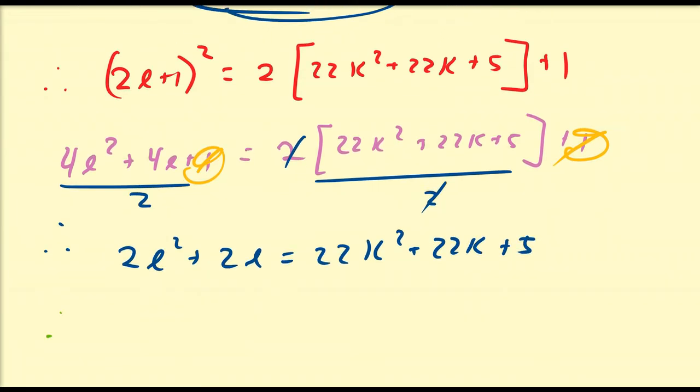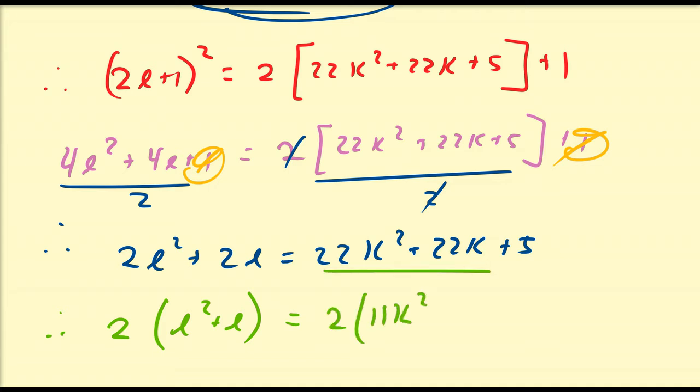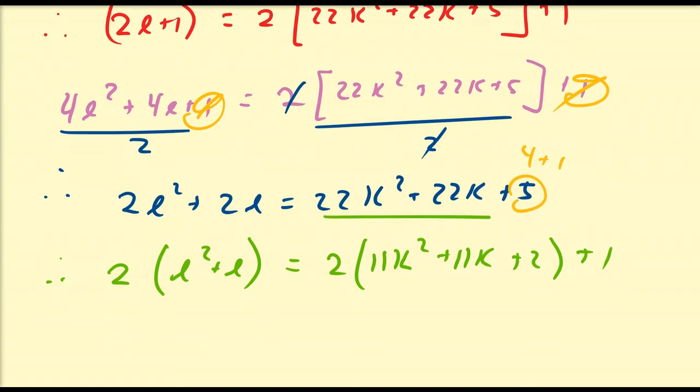So I'm going to factor out a 2 out of the left-hand side, so I have 2 times l squared plus l is equal to, and then I'm going to factor out a 2 out of these first two terms, 2 times 11k squared plus 11k. So now we've retrieved the original expression that was on the right-hand side. And let's decompose 5 as 4 plus 1 to make this a little bit easier to see. Then we're going to have plus 2 plus 1, right?